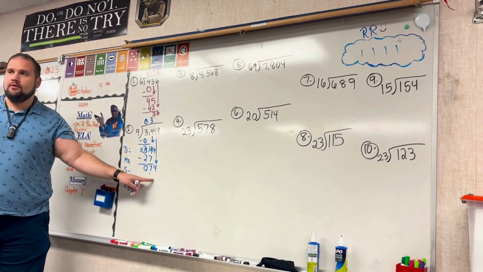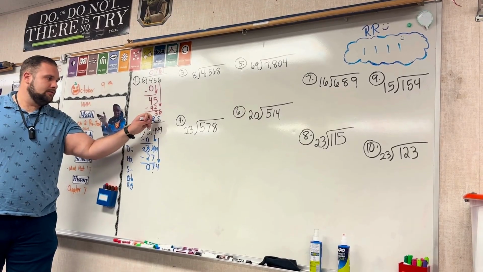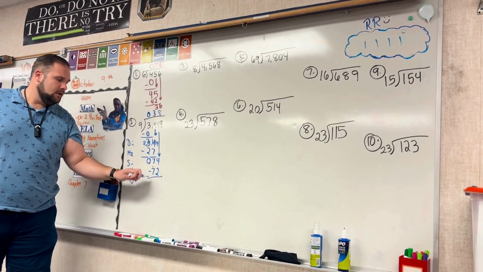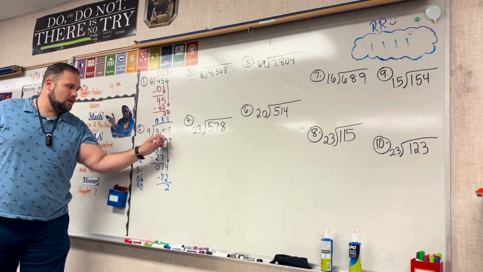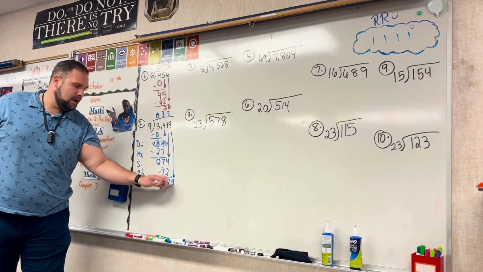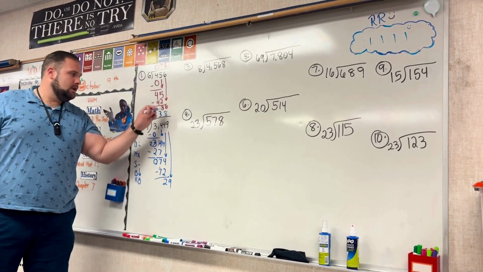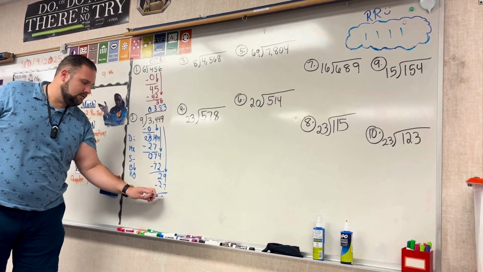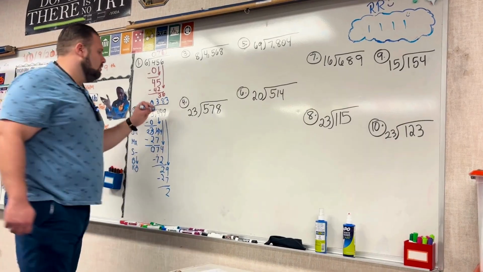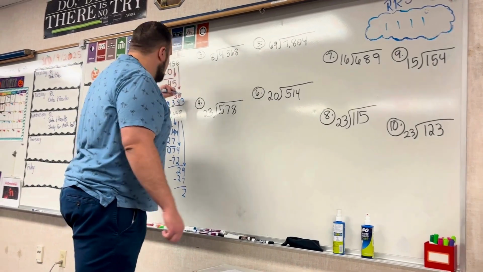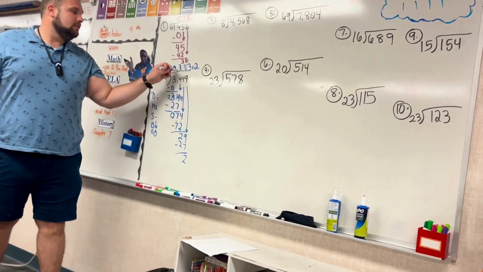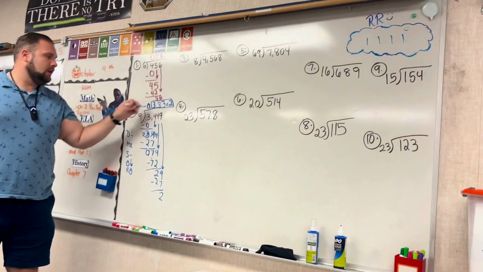9 goes into 74 8 times. 9 times 8 is 72. That gives us 2 left over. And bringing down the 9. 9 goes into 29 3 whole times. 29 minus 27 is 2. And that is our remainder. 383, remainder 2. Okay? So this is our final answer.